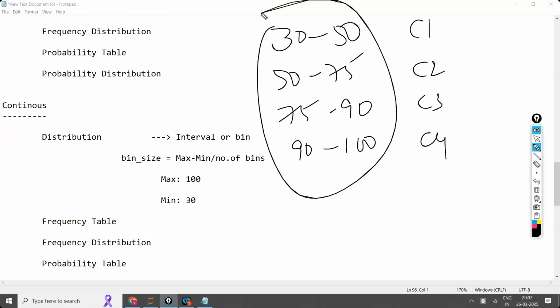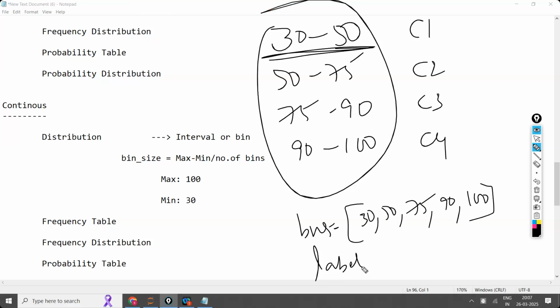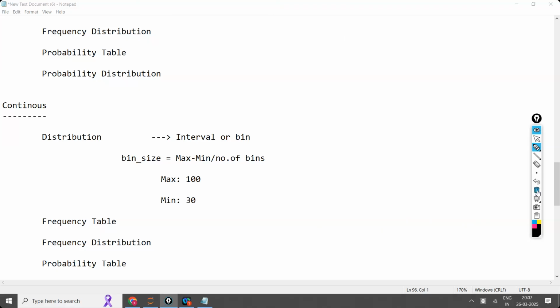Here equal interval or unequal interval? What is meant by interval? Size. Interval size is equal size or unequal size? Unequal. When it is unequal, then you have to go with the discretization. You have to cut 30 to 50 as one category, 50 to 75, 75 to 90, 90 to 100. You have to use bins is equal to like this and labels is equal to, and convert as per your choice. But when you are considering a continuous variable as a continuous variable, then you have to take the equal interval.